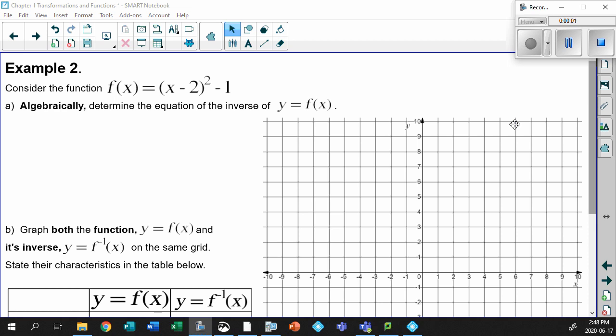Okay, so let's start cooking with this. Let's algebraically determine the equation of the inverse. Real quick, let's graph it. Let's see what we can get out of this graph. And oh, it's just going to be awesome.